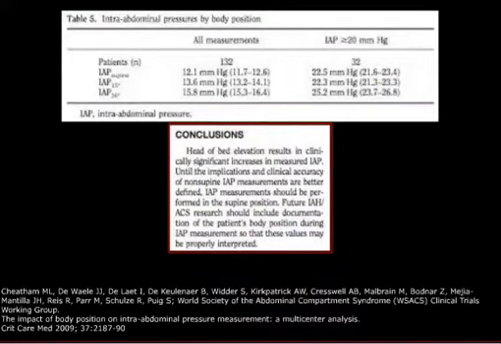There has also been a study by Cheatham and his group in 2009 where they were comparing measurements of IAP in supine, IAP 15 degrees head up and IAP 30 degrees, with and without increased intra-abdominal pressure. In the conclusion, head of bed elevation results in clinically significant increases in measured IAP, until the implication and clinical accuracy is tested. We don't know exactly. The thing is, well, that's something you all can imagine. So we measure in strict supine position.